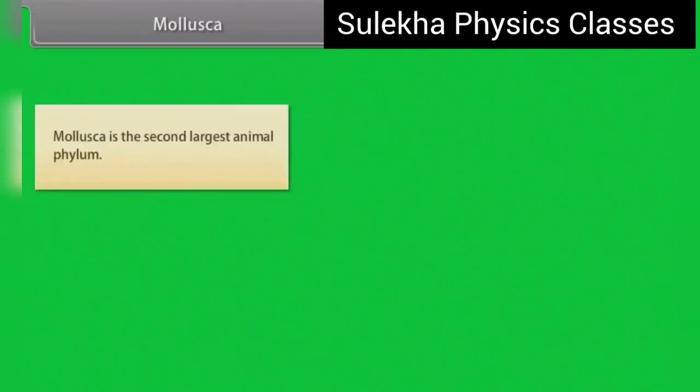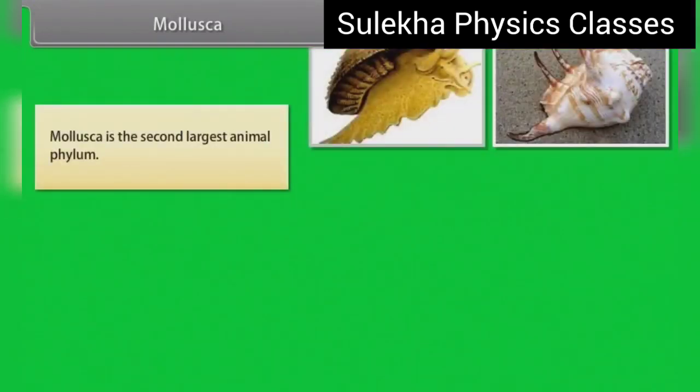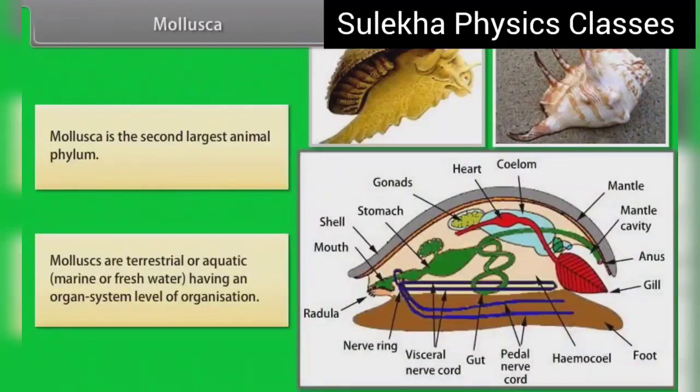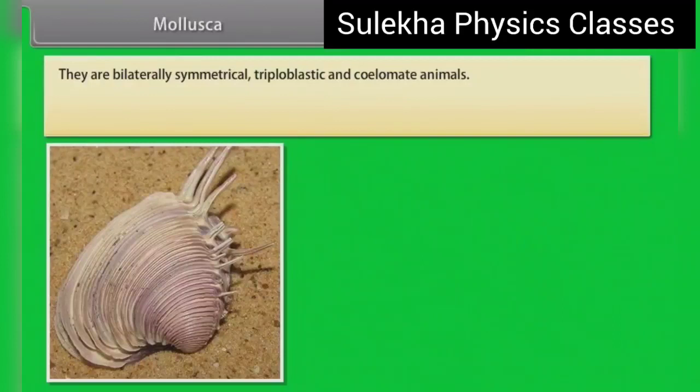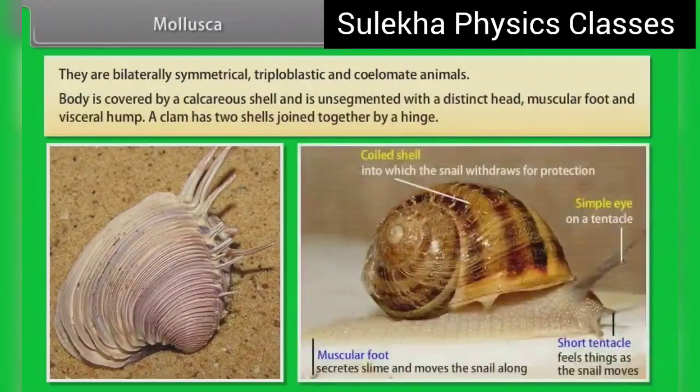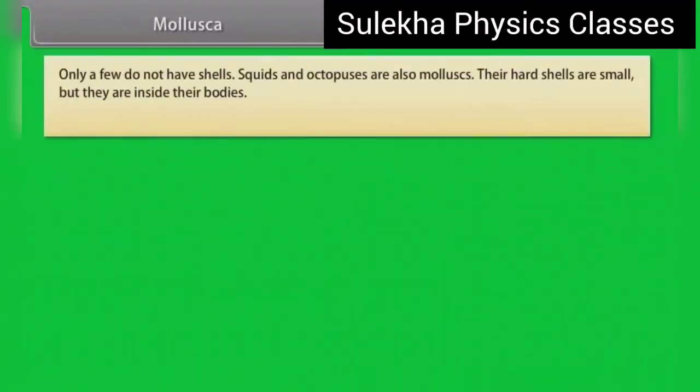Mollusca. Mollusca is the second largest animal phylum. Mollusks are terrestrial or aquatic, marine or freshwater, having an organ system level of organization. They are bilaterally symmetrical, triploblastic, and coelomate animals. Body is covered by a calcareous shell and is unsegmented with a distinct head, muscular foot, and visceral hump. A clam has 2 shells joined together by a hinge. Only a few do not have shells.